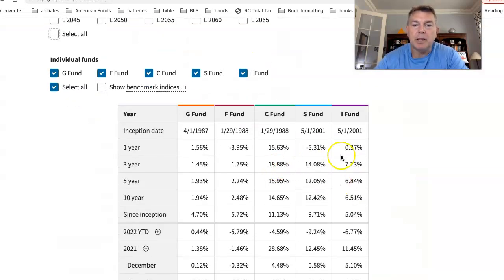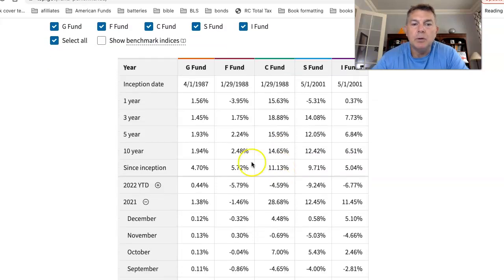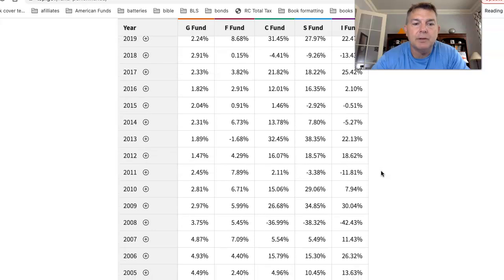All right, so this right here, the G Fund is up, what did we say, 0.45 this year? So the G Fund is up 13.5% above the S&P 500 so far year to date. Now, 1 year, the G Fund is up 1.94 on average. The S&P 500 is up 14.65. All right, so that's not good. Since inception, the G Fund averages 4.7. The S&P 500 averages 11.13. That's not good, well, it's not good if we're looking for growth. If we're looking for stability, it's freaking fantastic, my friends. Let's go to 2008.